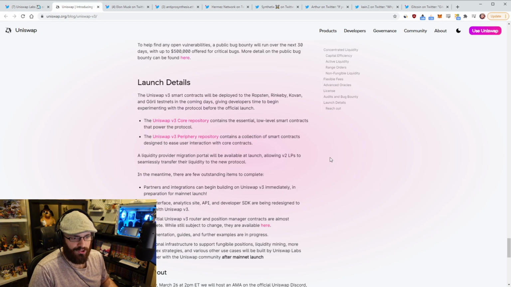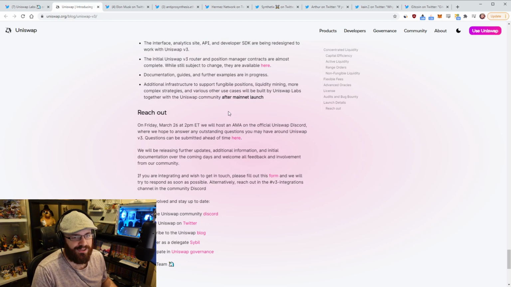They got the launch details here and everything like that. As I said, the smart contracts are going to be deployed to Ethereum testnets in the coming days, so you can play with it on there. But most of us don't really use the testnet, so that's fine. But I feel like I'm going to use the testnet for this because I want to play around with this. I want to see how it all works. I want to actually get in the weeds of things because I think it's very interesting.